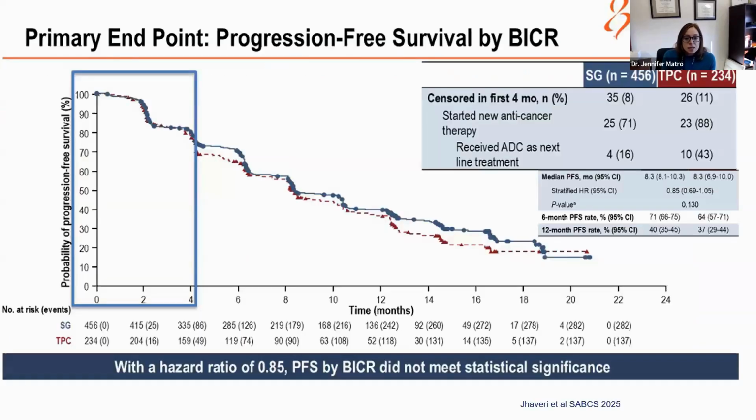And remember, we're trying to see a lot of separation of the curves, and we don't really see that with this one. So by the end, the curves are still right on top of each other, which means that this Trodelvy, this antibody drug conjugate, really didn't add much benefit compared to standard chemo. So this was not considered statistically significant.